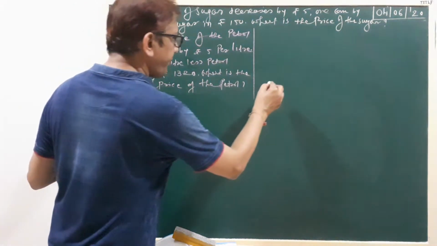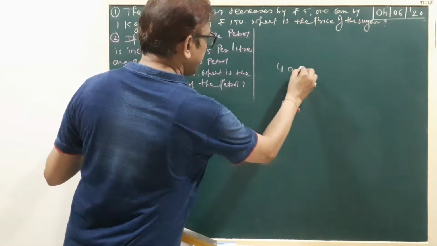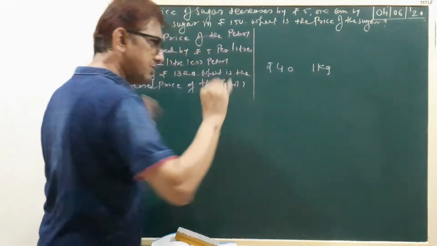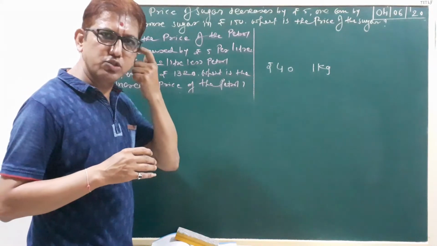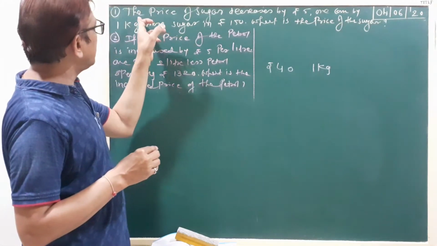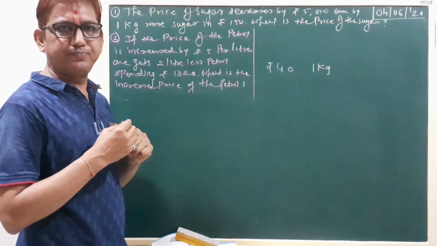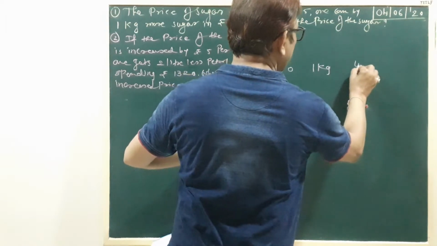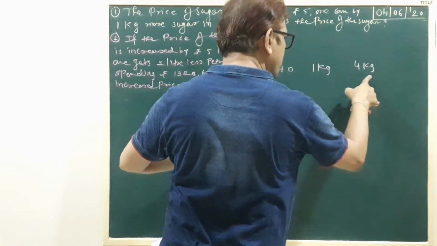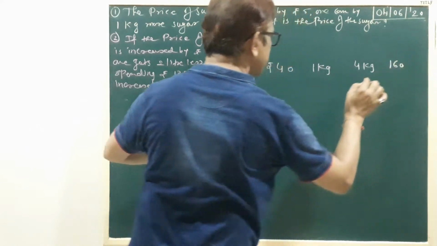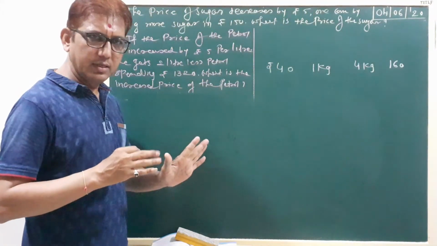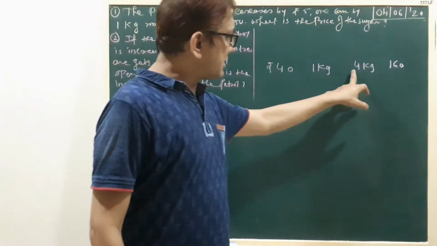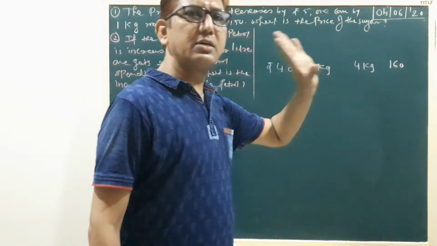Suppose, to give an example, the sugar price is 40 rupees per kg. Here in this question, the price of sugar decreased by rupees 5. Suppose at 40 rupees per kg we take 4 kg sugar. We purchase the 4 kg sugar, so in total we give 160 rupees. Is it clear?